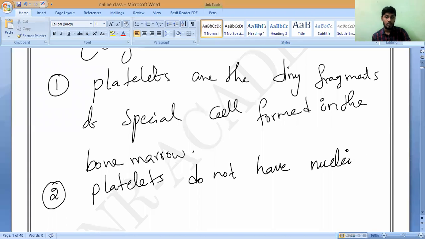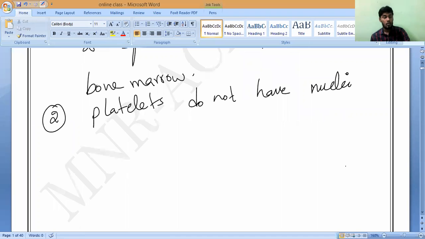And one more thing is also not there. What is that? RBC. So the only nuclei-containing cells in the blood, who is containing nuclei? WBC. That is what I am asking.